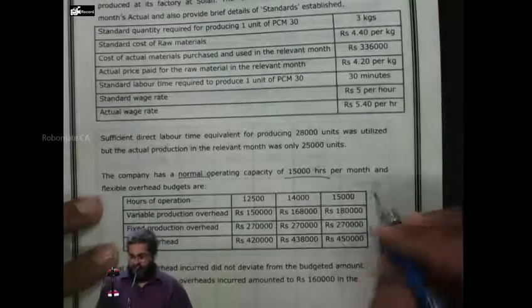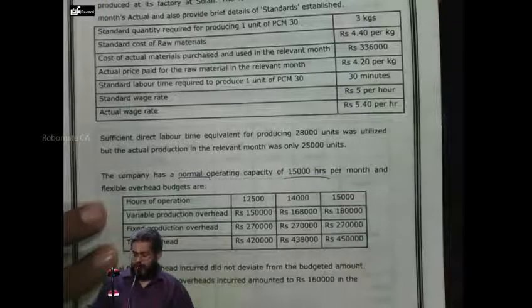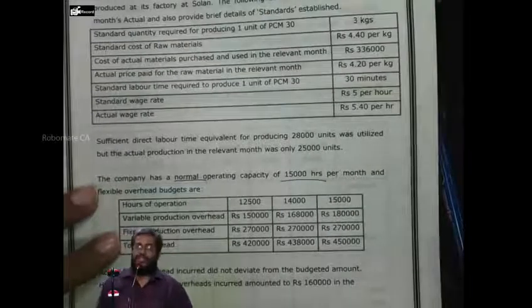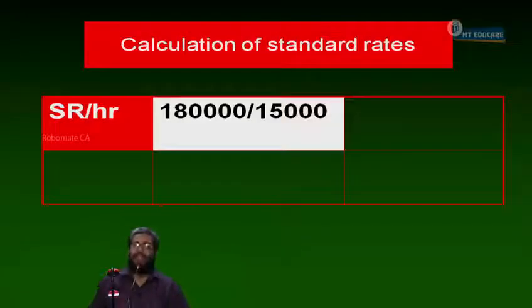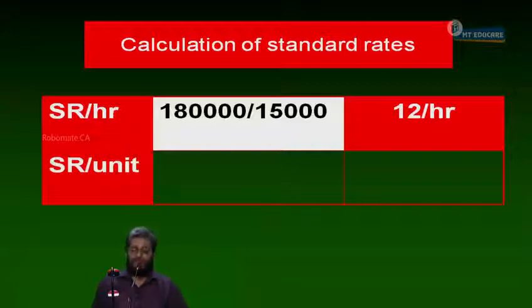What is BVO? Budgeted variable overheads, 1,80,000. What are the budgeted hours? 15,000. Now write down: BVO divided by BH, budgeted variable overheads divided by budgeted hours. 1,80,000 divided by 15,000. What is the number here? 12 per hour. The budget says that every hour you run the factory, you are allowed to spend 12 rupees of variable overheads.